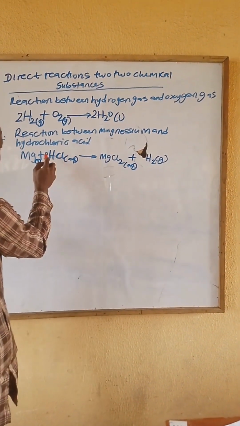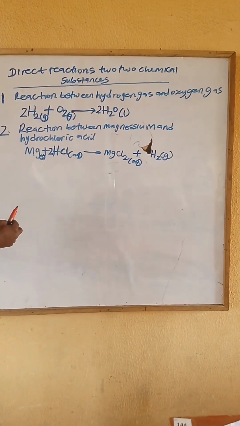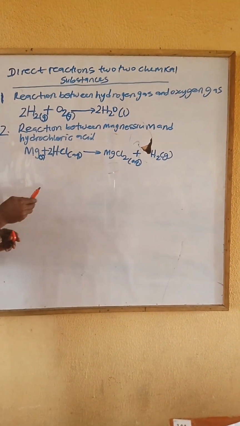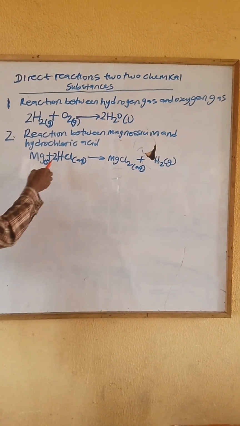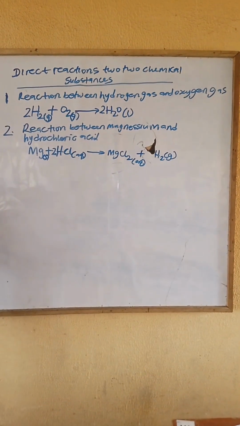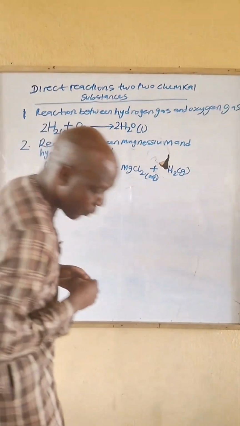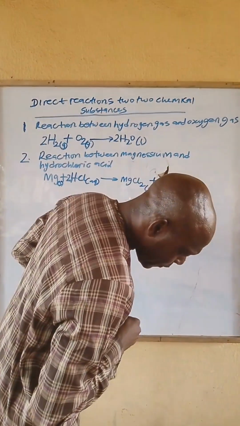Chlorine is 2, because when you write a number in front of an element or a compound, that number is representing all the elements in that particular compound. So hydrogen is 2 now. Hydrogen is 2. Chlorine is 2. So it's balanced. So let's look at the other example before we end the class.